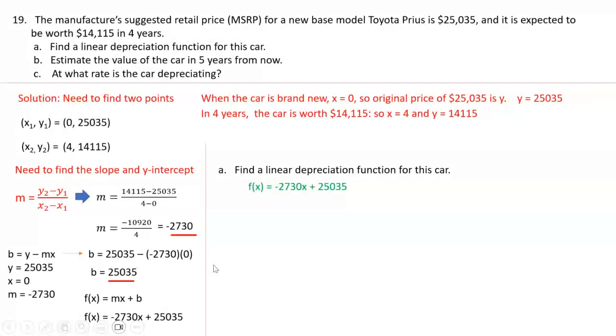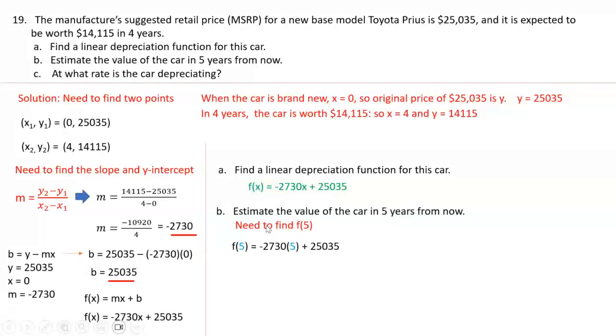Okay. Now for part B, estimate the value of the car in 5 years from now. So that means for part B, we're going to evaluate f of 5, which means I'm going to plug in 5 for the x.